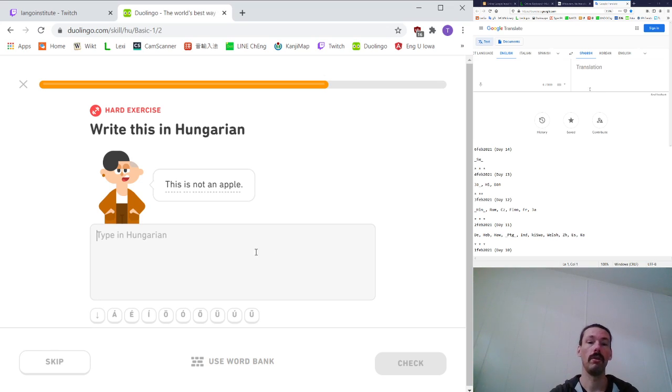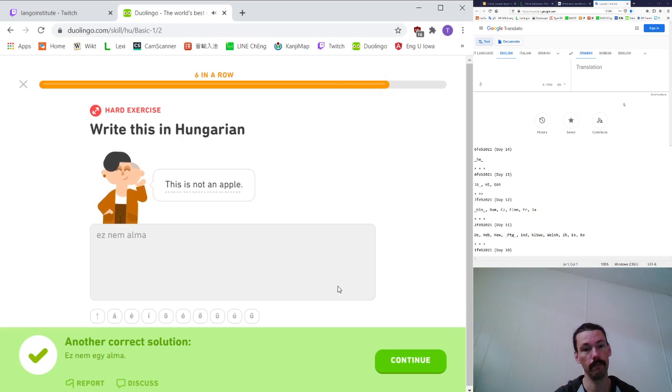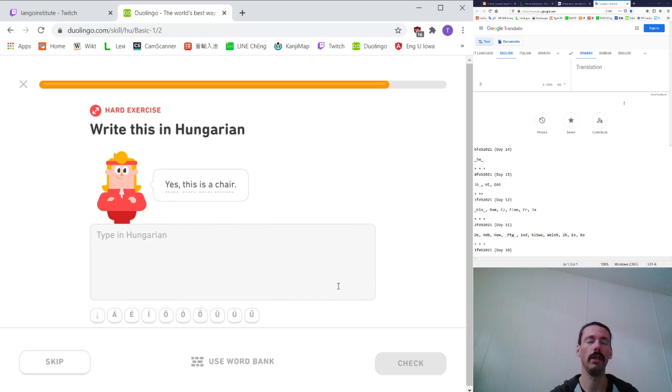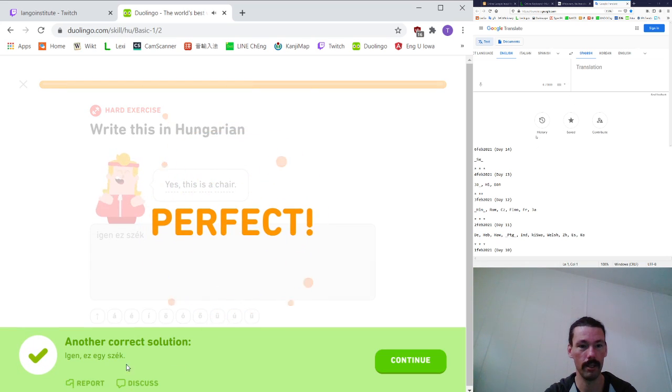This, maybe az. No, this would be ez. Ez and az, okay. Nem is not. Alma. Maybe egy alma, let's see. Could do egy alma or just alma. Yes. Igen. This is chair was seek, and do I need a copula here? This is, we can just write this. Ez egy szék.